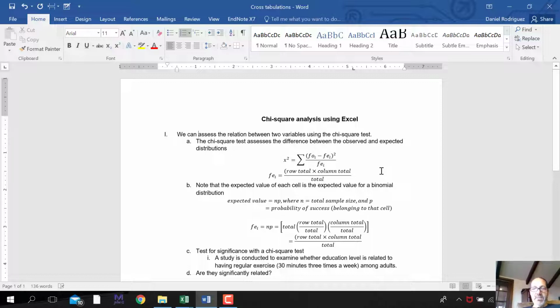We sum, so this sigma is the symbol for sum, and we're summing this quotient here. So it's the frequency observed, and let i equal 1 to the number of cells. If there's 4 cells, i can range from 1 to 4. So the observed frequency, FOi, minus the expected frequency. So we're looking for the difference. We're squaring that and dividing it by the expected frequency.